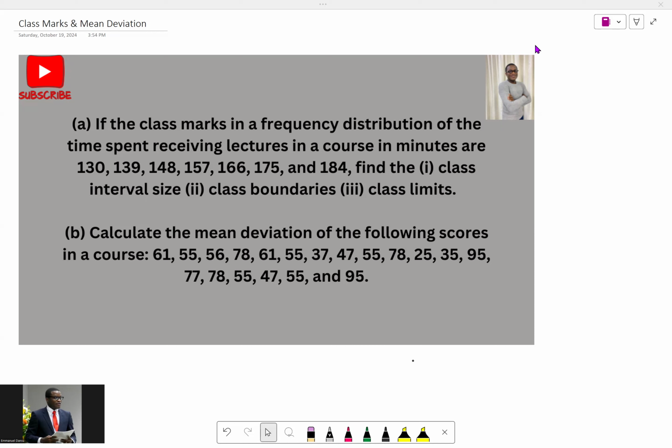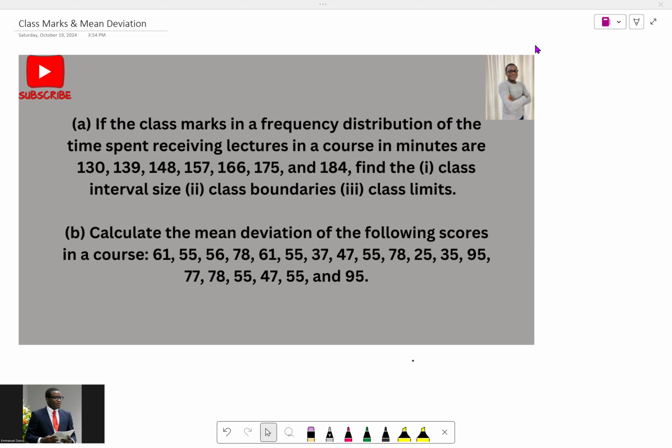The first one is: if the class marks in a frequency distribution of the time spent receiving lectures in a course in minutes are 130, 139, 148, 157, 166, 175, and 184, find the class interval, class boundaries, and class limits.